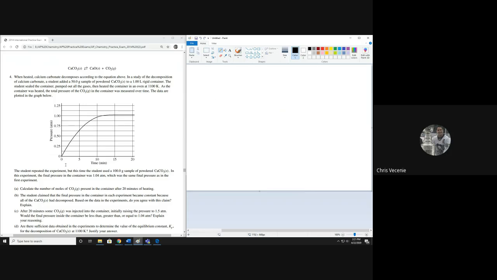Here's your data. So we've got a pressure of the CO2 that we're creating over time, increases, levels off. Student repeats the experiment, but this time he used 100 grams instead of 50. In this experiment, the final pressure was 1.04, which was the same as the final pressure above. All right, so the first question wants the number of moles of CO2 present in the container, right, after 20 minutes. All right, so I want to get moles of CO2 for letter A. Abby, any thoughts on how we can get moles of CO2 after the 20 minutes?